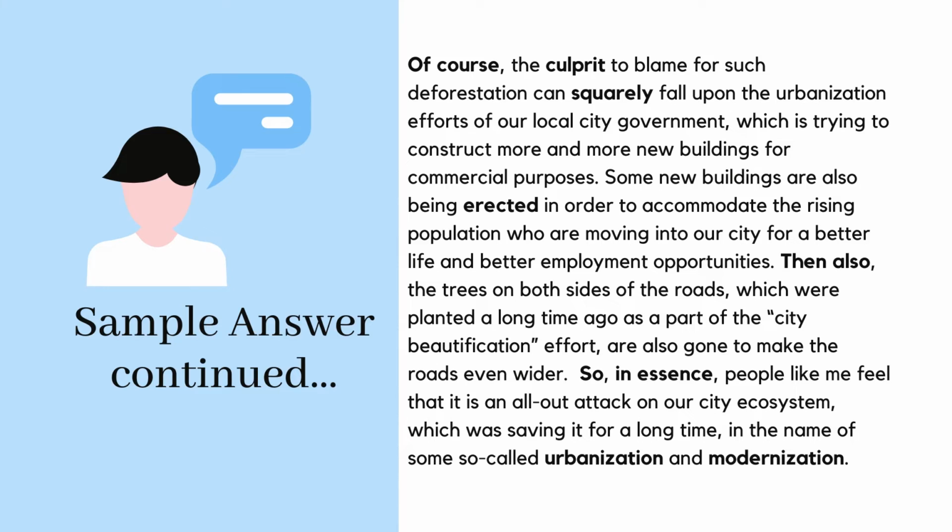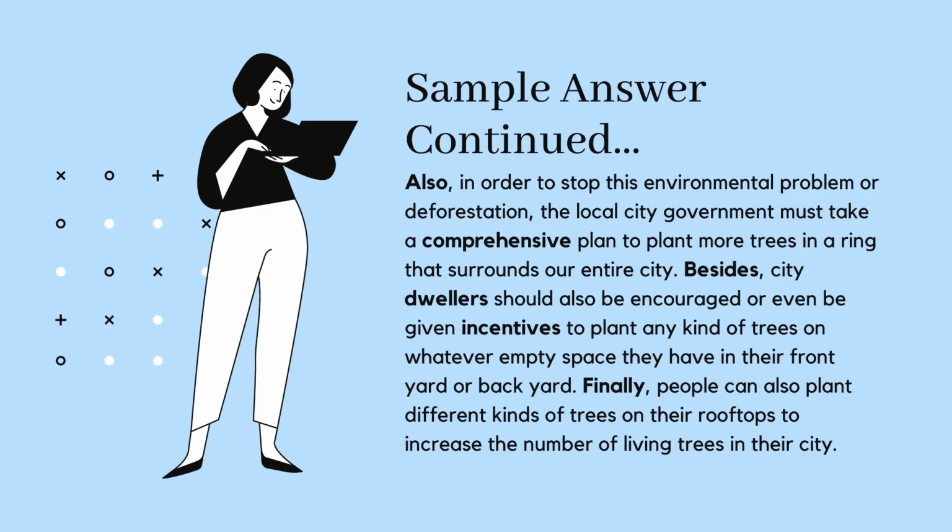Now, let us see the answer to the last cue card question, that is, what people feel about the problem and explain what you think could be done to solve it. So here, I need to tell the problems and solutions to stop or control the situation. The answer goes like, also, in order to stop this environmental problem or deforestation, the local city government must take a comprehensive plan to plant more trees in a ring that surrounds our entire city.